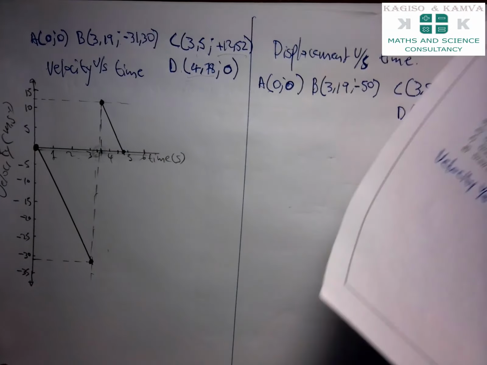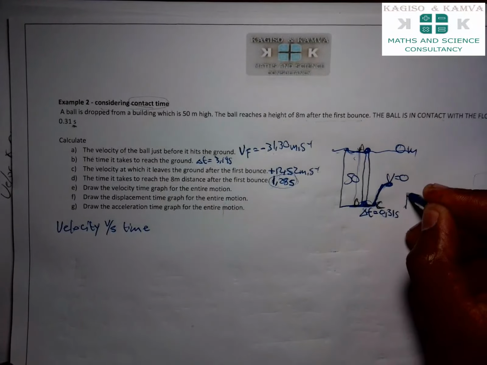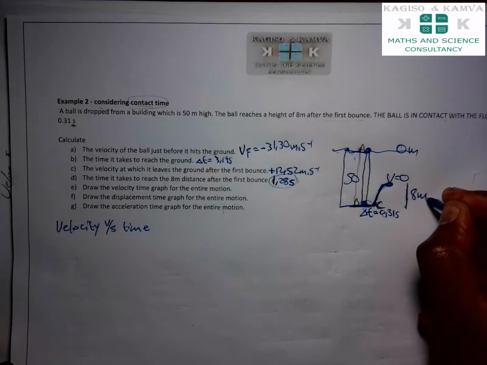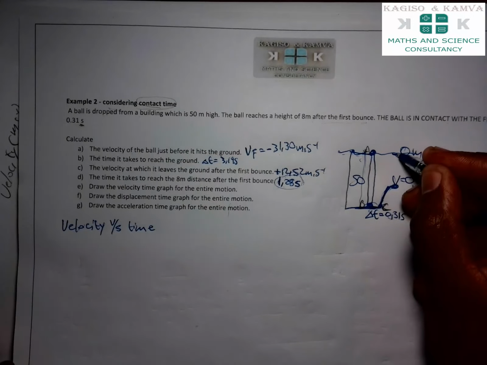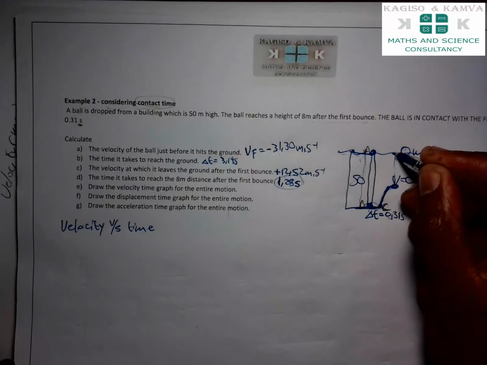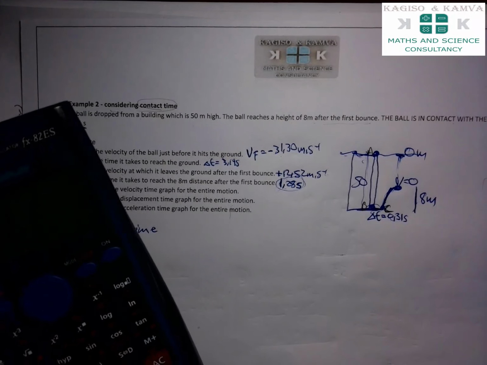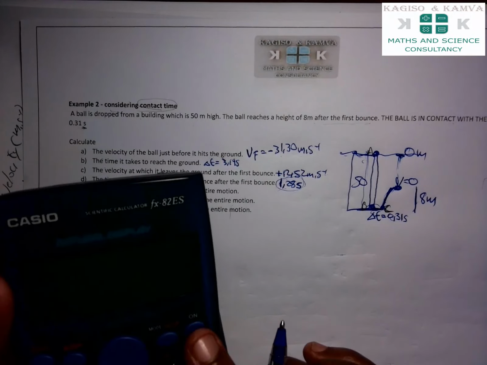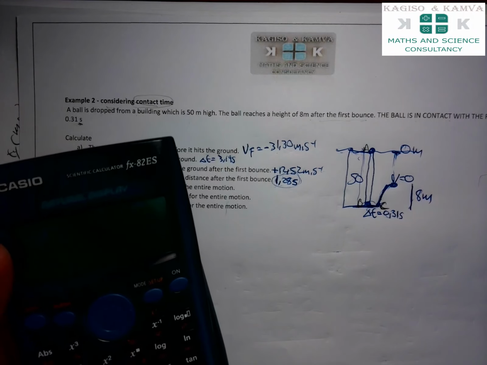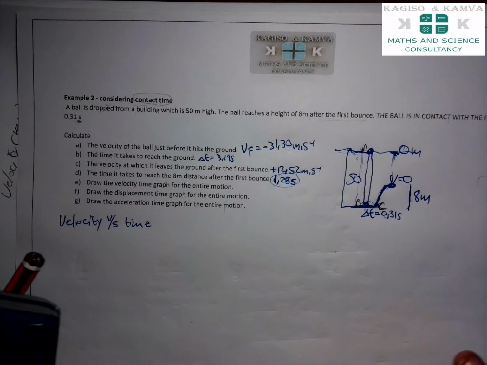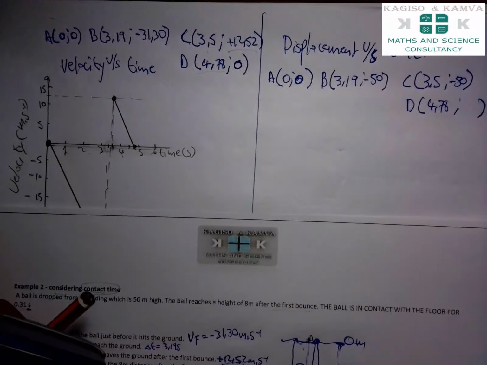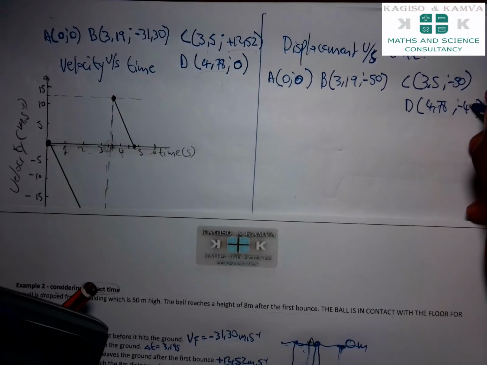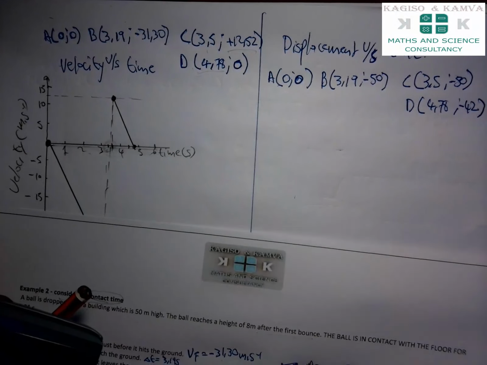Okay, and now it goes up and covers a distance of 8 meters. The displacement will be 50 minus 8. No. Negative 50 plus 8. That will be negative 42. At this point it is negative 42.